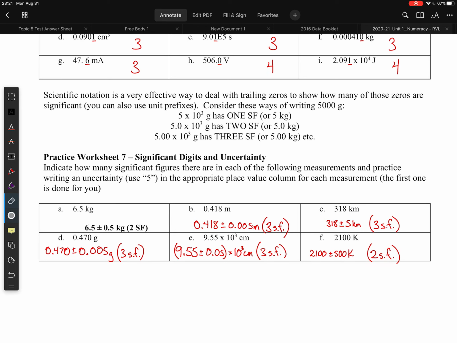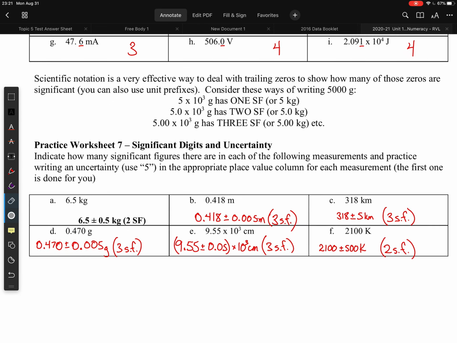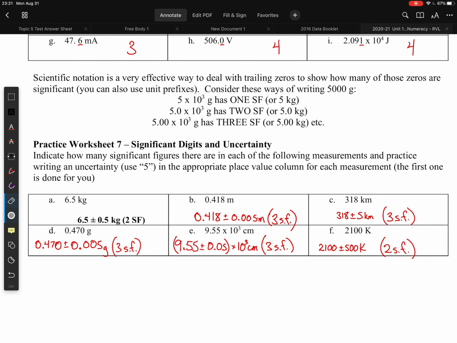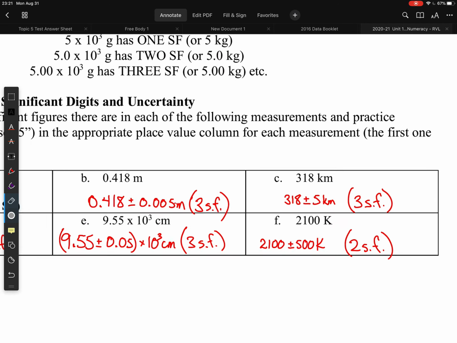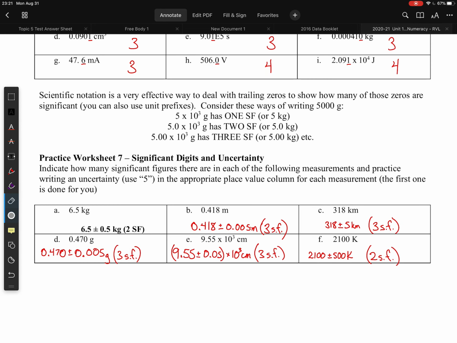Okay. All right, this last bit, not really much to cover here. We're asked to use 5 for our uncertainty, so it's just a matter of determining which figure is our estimate here. F was a little bit tricky. F, we could have 2 significant figures. I think all the rest of this is pretty self-explanatory, but certainly if you disagree, let me know.